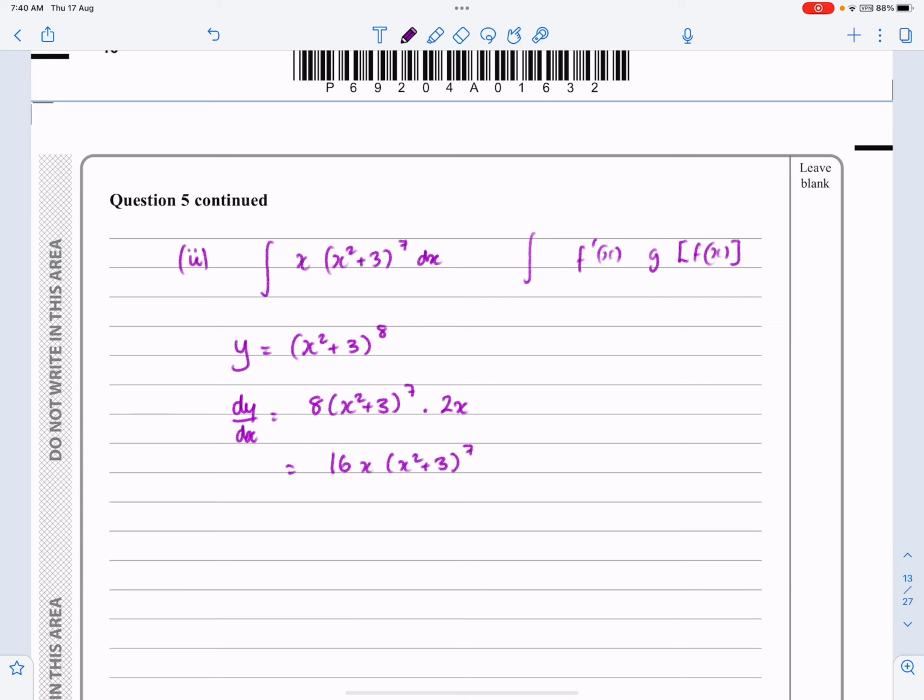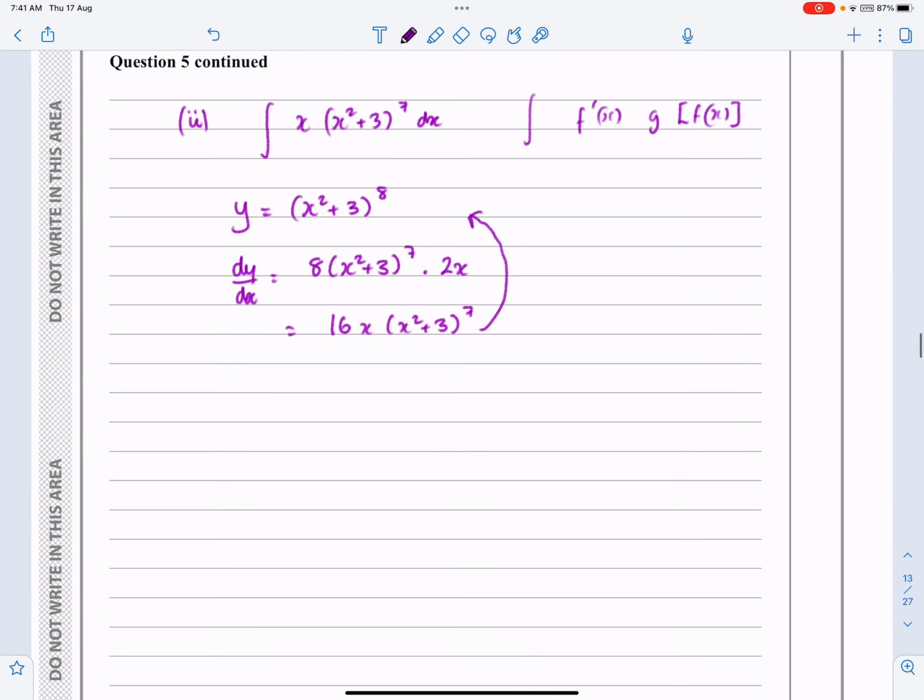x squared plus 3 to the 7. Just like the last one, this tells me that the integral of 16x, x squared plus 3 to the 7, will give me x squared plus 3 to the 8. I haven't got that, I've got a 16th of that, so it's going to be a 16th in my answer. So the integral of x squared plus 3 to the 7 dx is a 16th of x squared plus 3 to the 8 plus a constant.